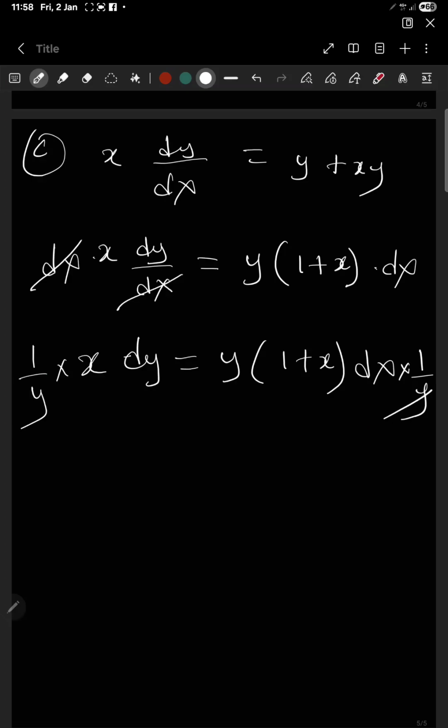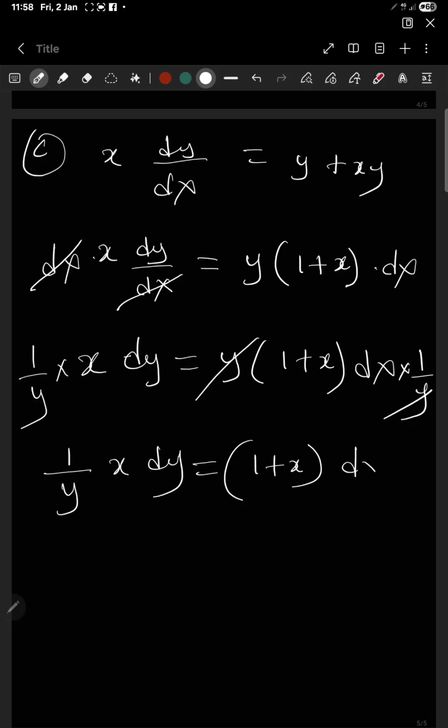That means the y and the y will disappear. Then we are going to remain with 1 over y x dx, dy is equal to, this side we have 1 plus x, then the dx, like that. Now, here, have we really separated the variables? The answer is no. Why? Because we are still able to see that we have this x which is found next to the dy. So we need to remove this x, taking it to this side of the equation.